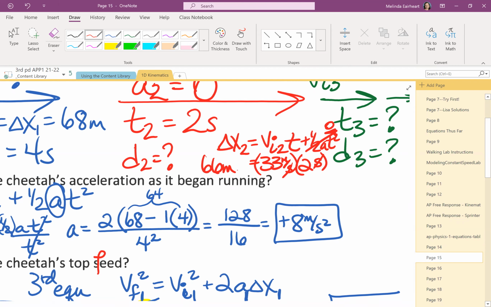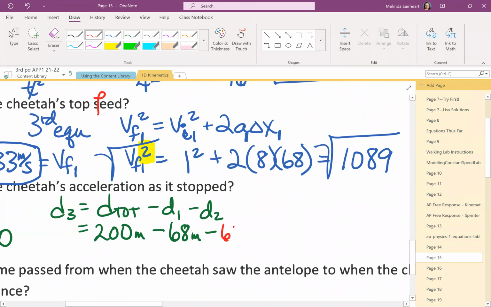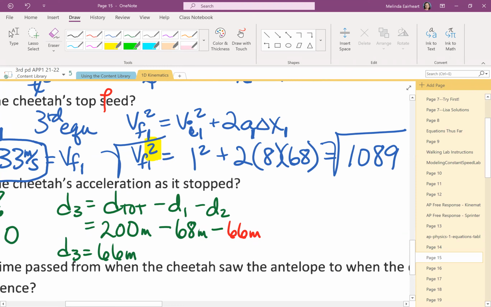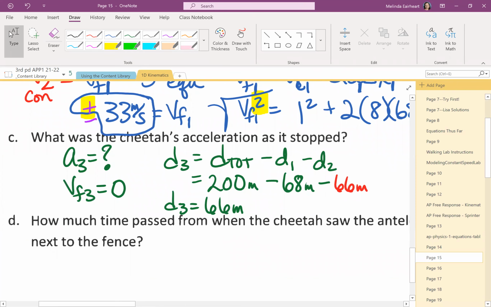Good. Okay, getting warmer. Now do your subtraction. What's 200 minus 68 and 66? Yeah, I think it also comes out 66 meters. Okay, so we've done a couple calculations, and I'm still not at the final answer, but we're so close. So we know final velocity, we know the distance traveled, but all the kinematic equations need an initial velocity. So how am I going to know the initial velocity of the third segment if they didn't give it to me?